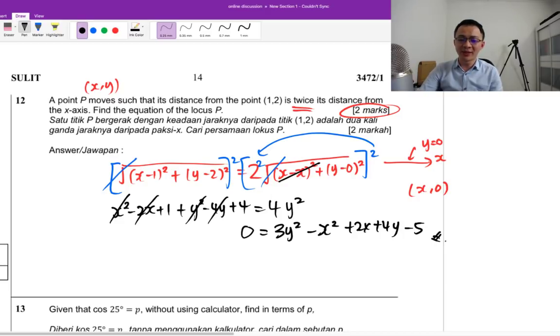Yeah, you can do 1 minus x and 2 minus y. Yeah, no problem.